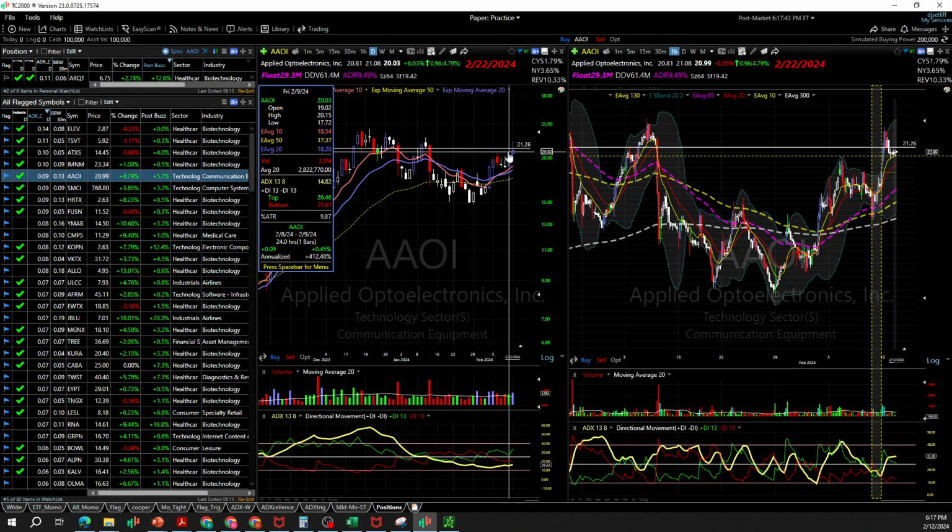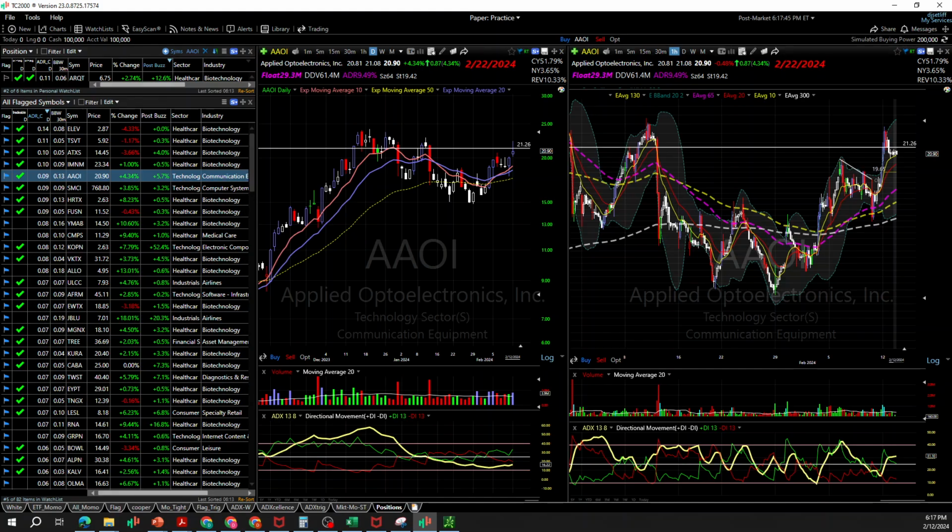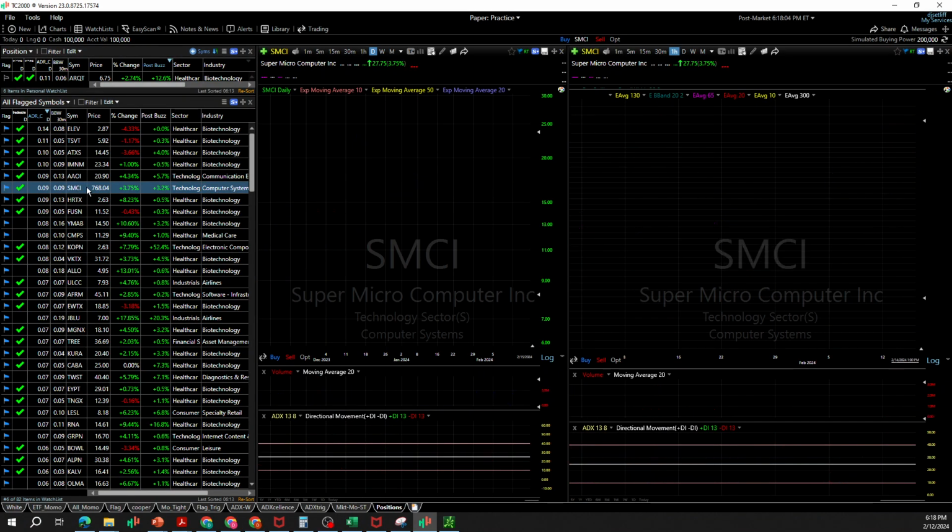Today probably would have been a decent day one entry. I actually got into this one today, so we'll see how it goes. But this might be a little debatable because it undercut and then reversed here. Getting in on this day, I saw the volume coming in, so that was my entry point coming out of this short little consolidation.